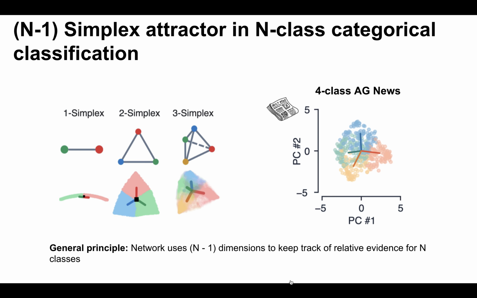So this underlying mechanism also explains the n-class categorical classification beyond just three. So for example, in the full four-class AG News dataset, we find now a tetrahedron of fixed points. So the general principle is that in categorical classification, the network uses n-1 dimensions to keep track of relative evidence for each of the n classes.